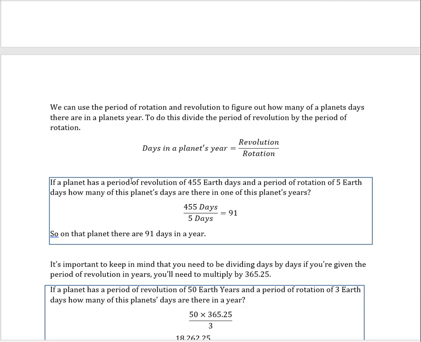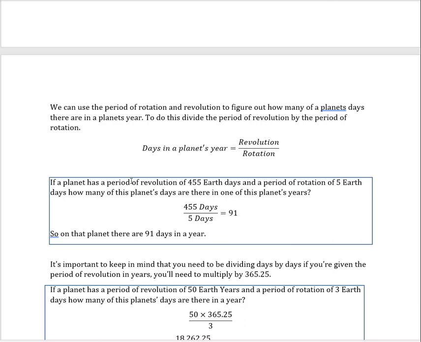Now, once again, this is sidereal, not solar, because we don't even want to go there. Figuring out how many sidereal days there are in a year on a planet is not difficult. All you need to do is what we see right here. You divide the period of revolution by the period of rotation. Simple enough.